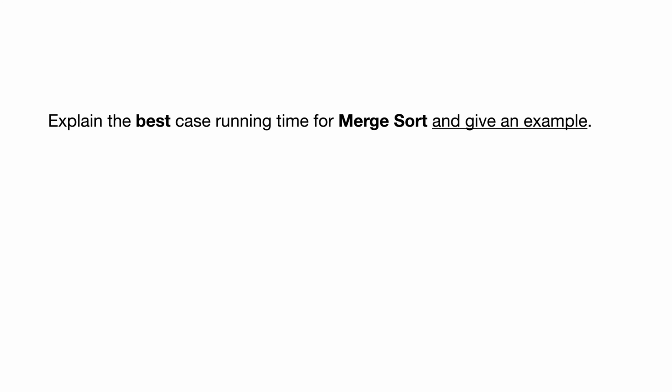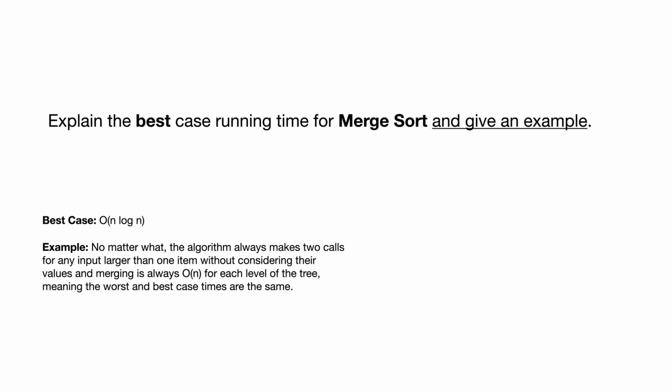The last question of this type was asking about merge sort. So merge sort, remember, we just went through this in the last question. It takes the array and splits it in half, and in half, and in half, until it reaches arrays of size 1, right? And it does that irrespective of the order of the initial input. So the best case, again, is the same as the worst case, which is n log n.